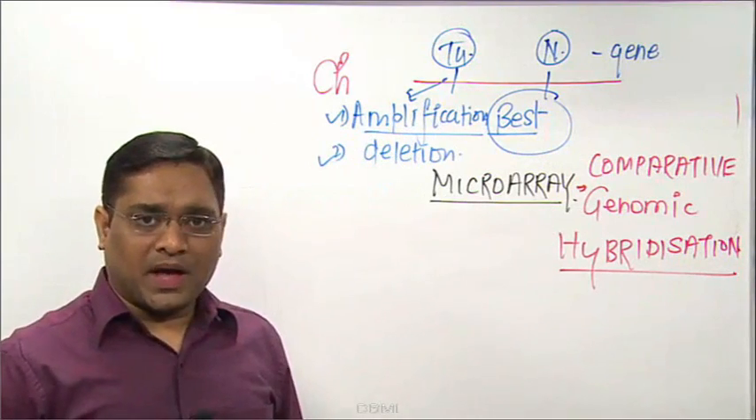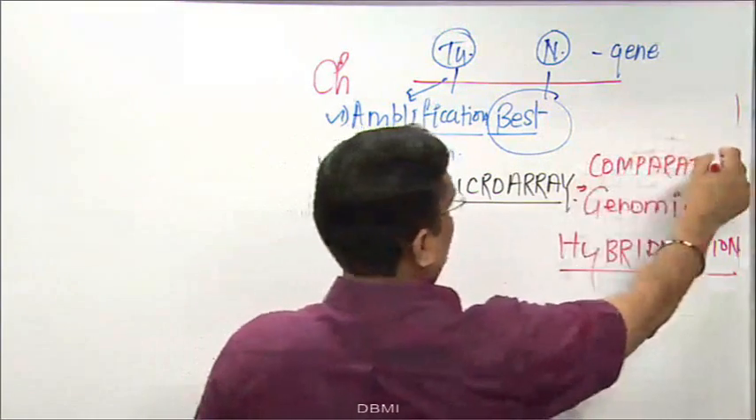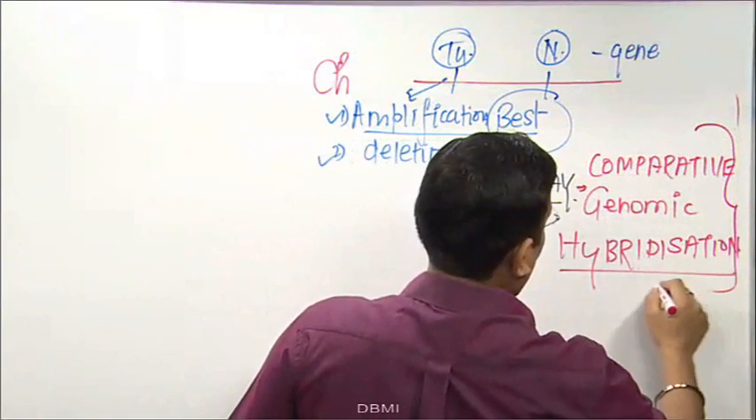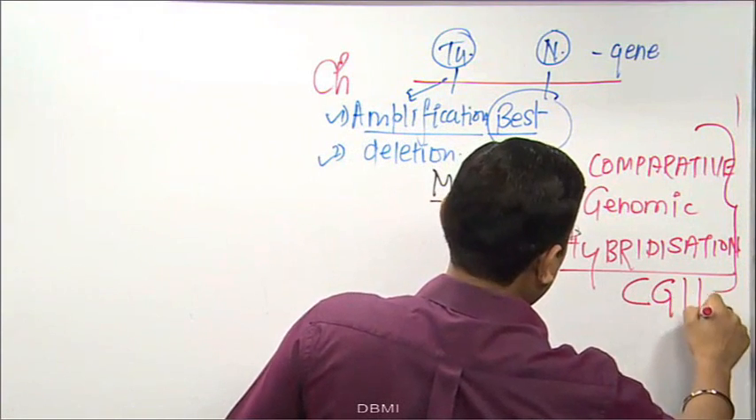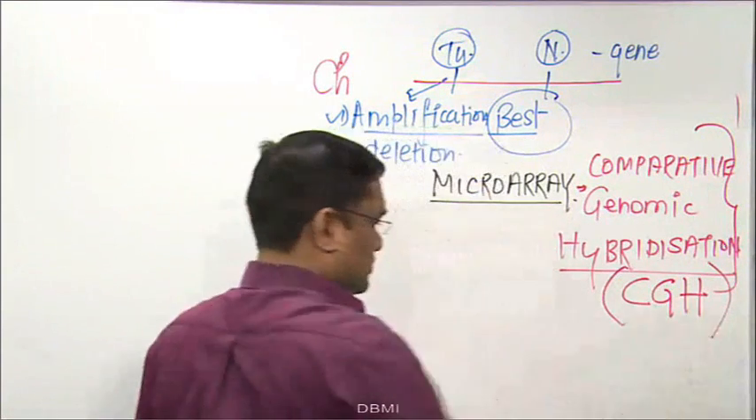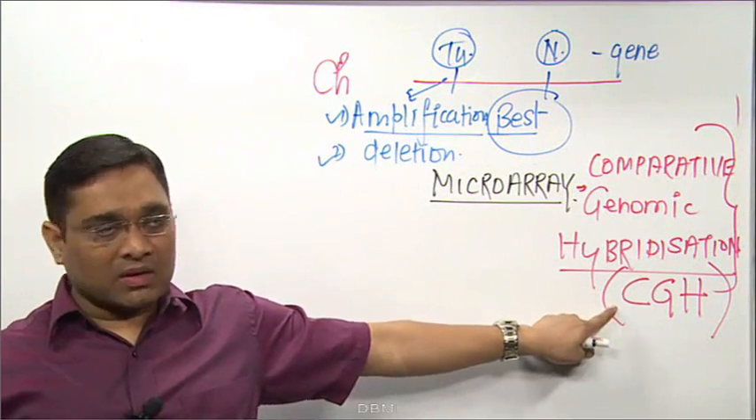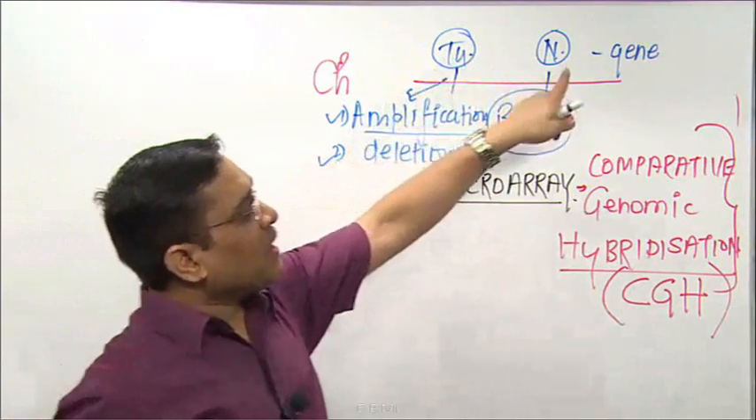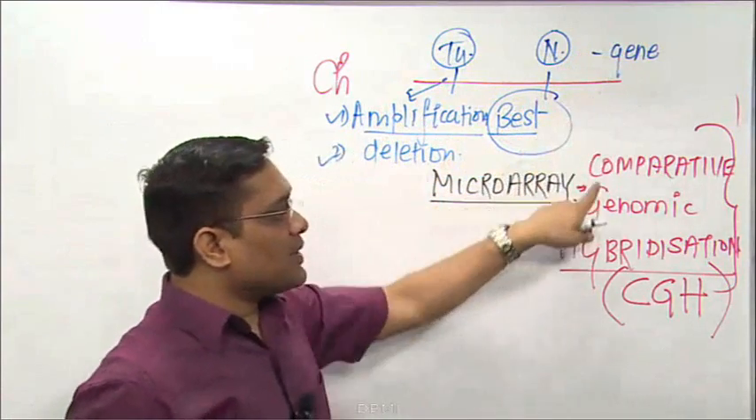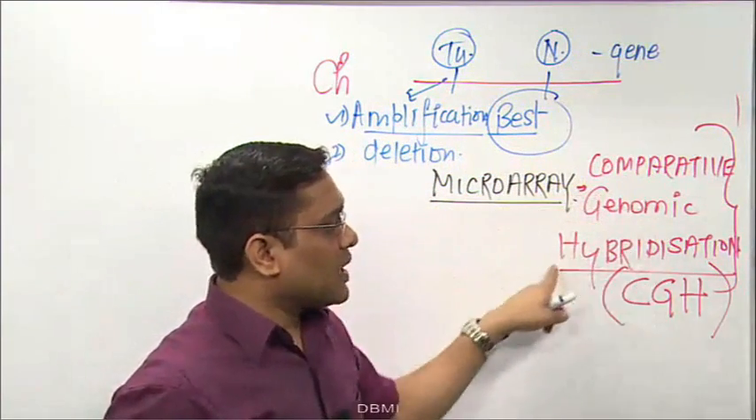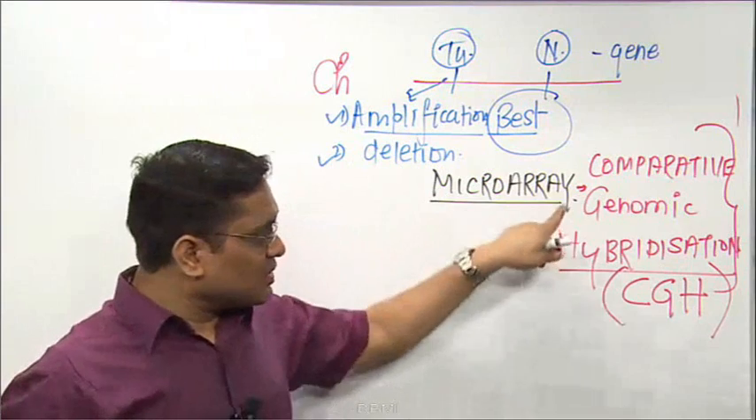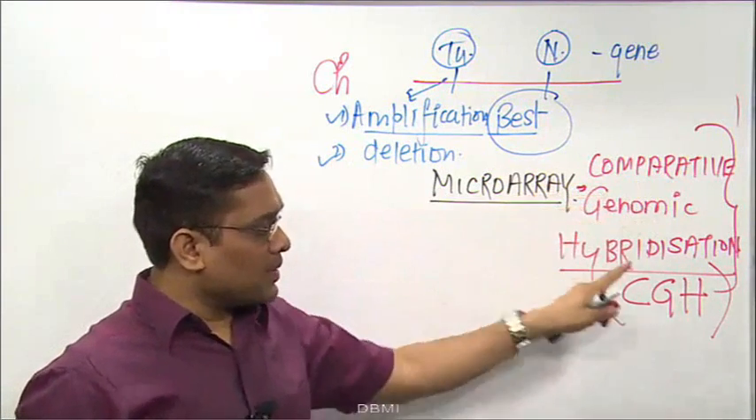Comparative genomic hybridization, and this was the option in the AIIMS exam. Shortly they have written CGH. So this was the answer in the AIIMS exam, November 2012. Same chromosome, tumor and normal gene, both we have to detect. The best method will be comparative genomic hybridization.